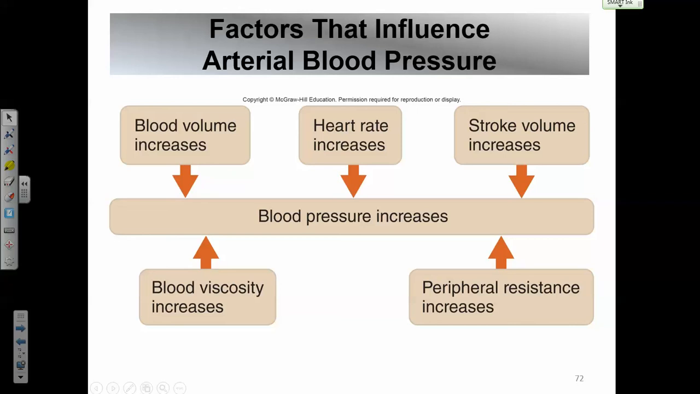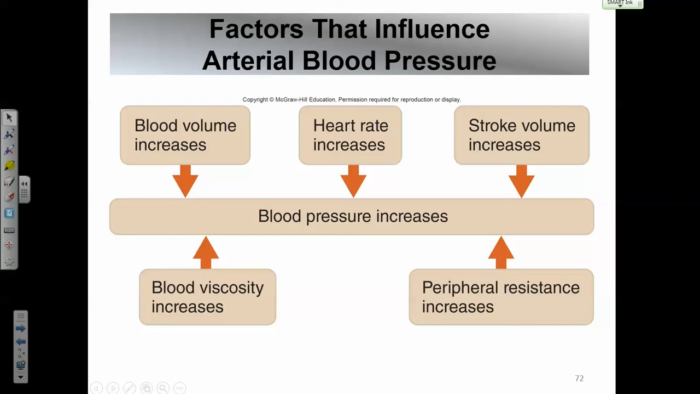Some people's heart rates are just naturally higher than other people's. It can range. If you exercise a lot, your heart rate may be 50, and that's normal for you. Whereas somebody else may be 85, and that's normal for them. But if your heart rate is 100 and up, that can be pretty serious, because over time that's going to affect your blood pressure. The stroke volume, obviously, the more that is leaving the heart with each contraction, the higher the blood pressure is going to be.